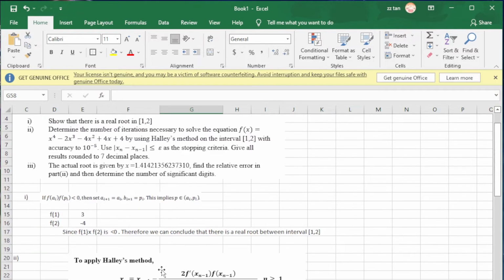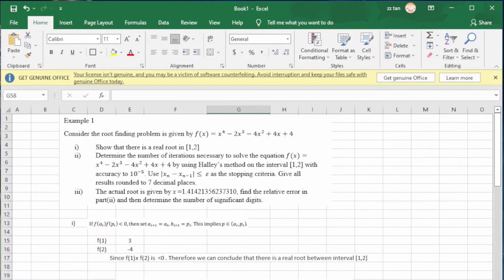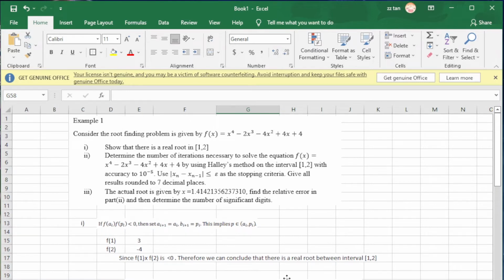Okay, I think that's all for our group demo for solving the root finding problem by using Halley's method.